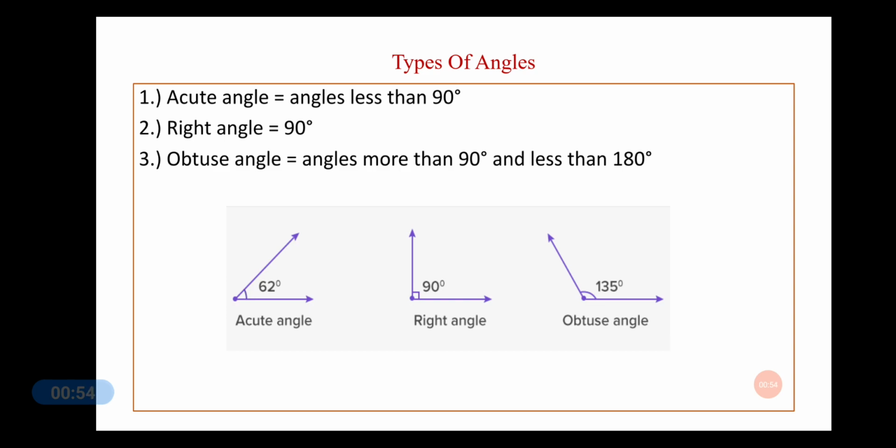Obtuse angle. Angles which are more than 90 degrees and less than 180 degrees are called obtuse angles. So here, as you can see, this angle is 135 degrees. Now 135 degrees is greater than 90 degrees but less than 180 degrees. So this is an obtuse angle.